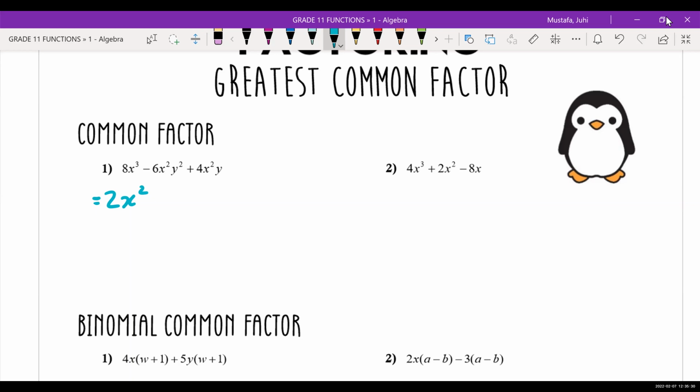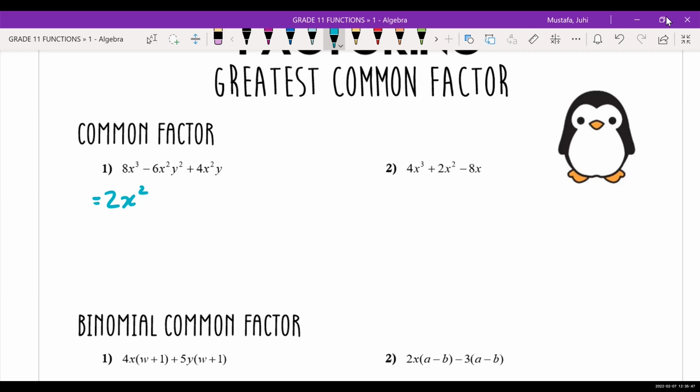Okay, now let's look at our y's. We have nothing in the first term. We have a y squared in the second term, and we have a y all by itself in the third term. So what's common between all of them? Is a y common between everything?